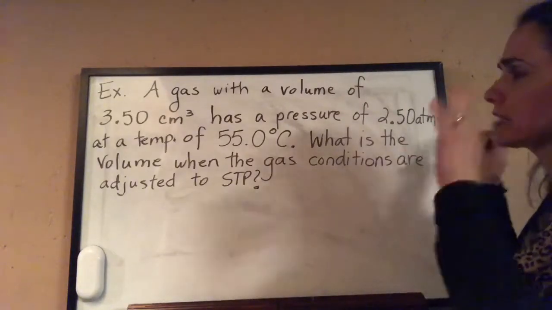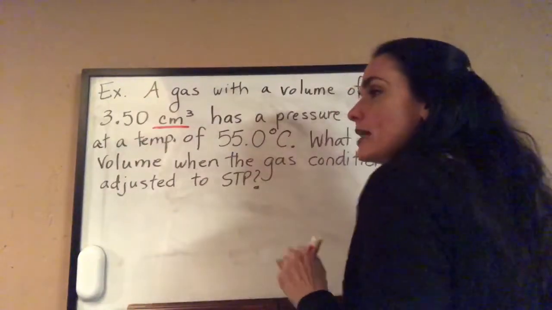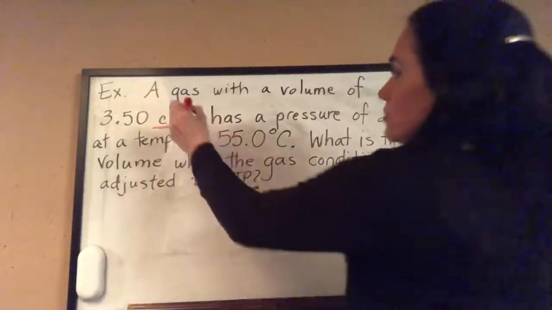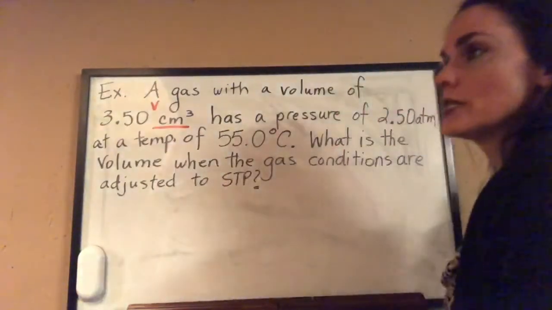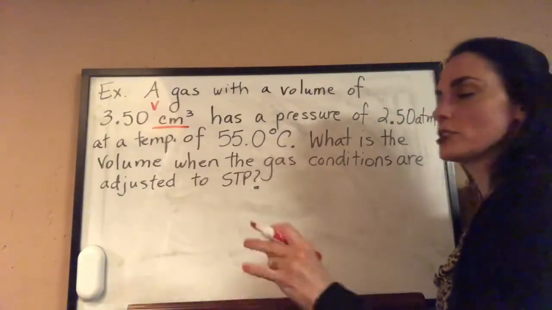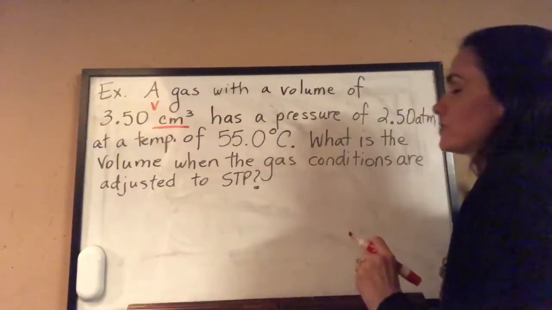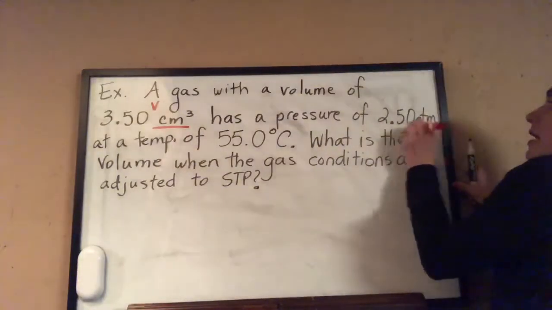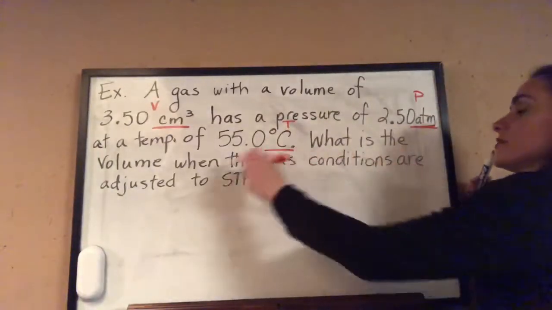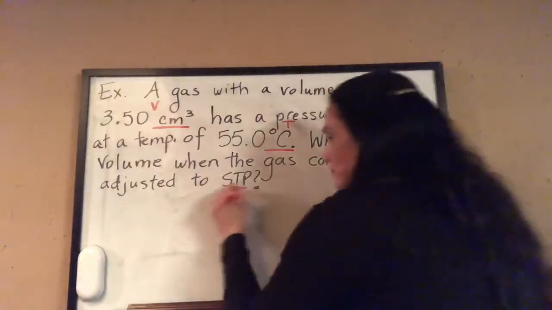You say, well, how do I know all these gas formulas? Okay, look at the units. Cubic centimeters. We haven't heard that one in a while since we did our density lab experiment 2. This is a unit for volume. Remember, cubic centimeters and cubic meters are metric units for volume, just as liters and milliliters and all the other variations of the liter. We have here atmosphere, that's a pressure. We have Celsius, that's a temperature. What is the volume when the gas conditions are adjusted to STP?